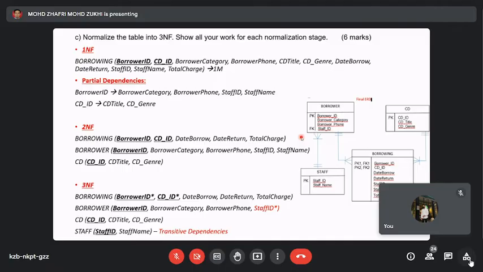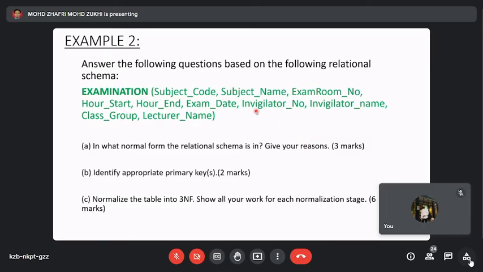Right. Okay, now let's take a look at the second example. Okay, this is the second example. Okay, tadi soalan berbentuk table, okay, relational table. Sekarang dia bagi relational schema, okay, where it is not in the form of table. So we need to be extra cautious, extra alert with the information within this schema. Okay, answer the following question based on the following relational schema.